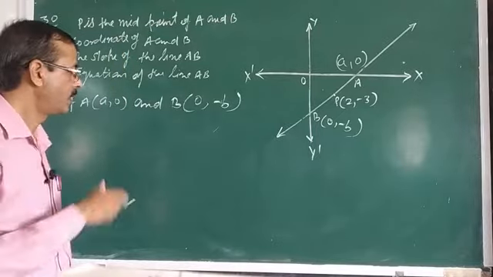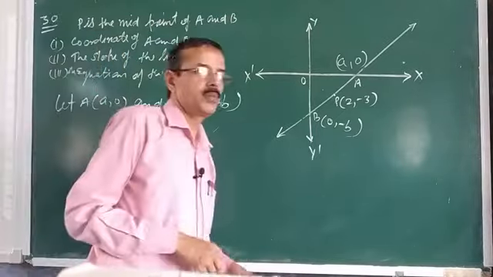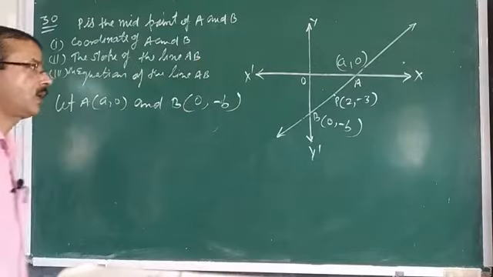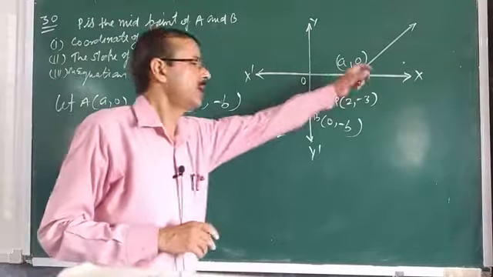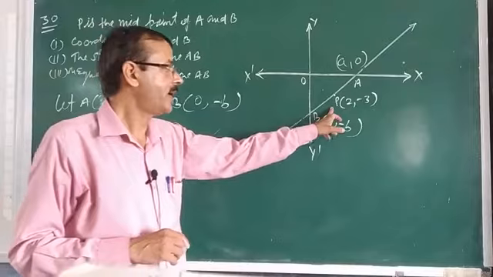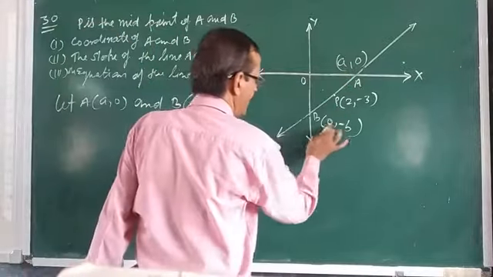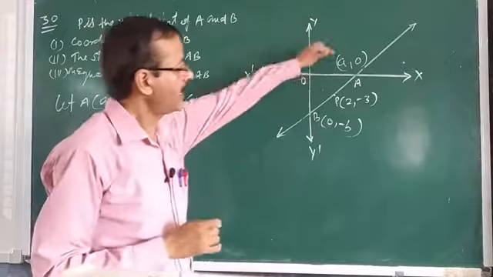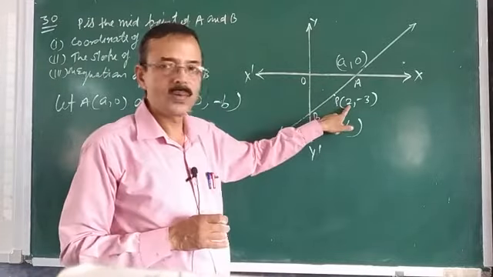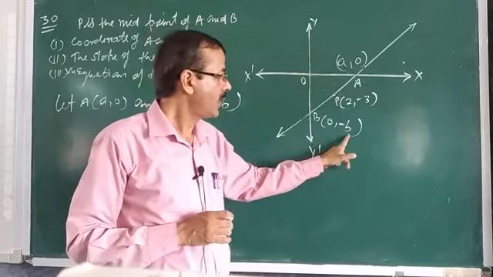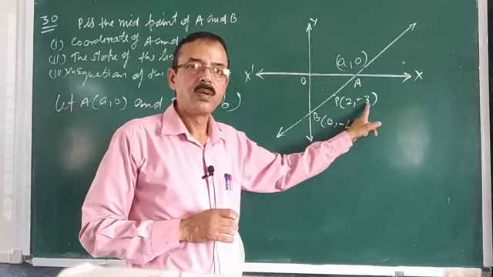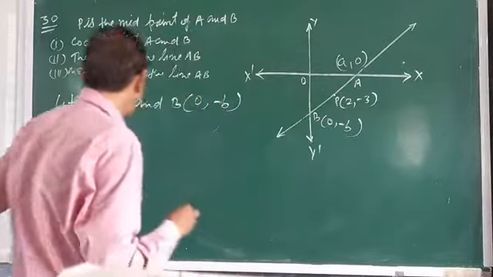Now what is P? P is the midpoint of line AB. So by using the midpoint, we have to find A and B. Suppose these are x1, y1, x2, y2. So x1 plus x2 upon 2 is equal to 2, and y1 plus y2 upon 2 is equal to minus 3.